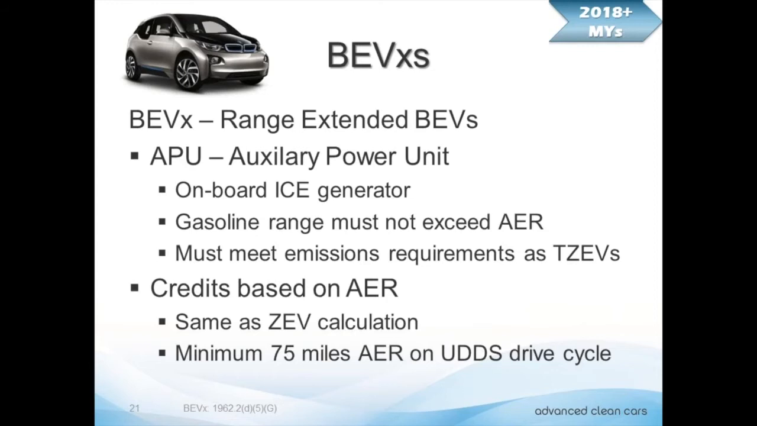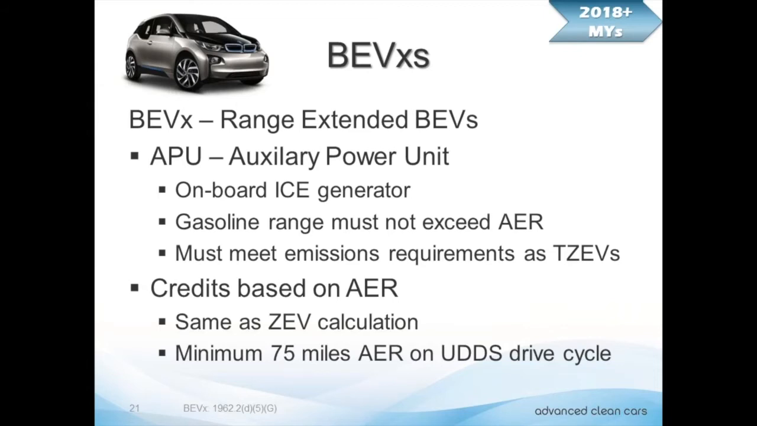We will start with looking at the range extended battery electric vehicle, or BEV-X. The BEV-X is a unique vehicle that has elements of both BEV and TZEV. These vehicles operate primarily as ZEVs. However, they are also equipped with an onboard engine called an auxiliary power unit, or APU. The APU is designed to operate only when the traction battery has been fully depleted, and it cannot provide more range than the battery electric powertrain alone.